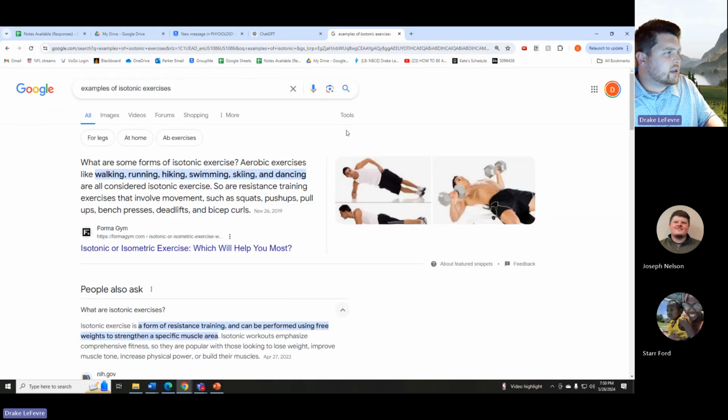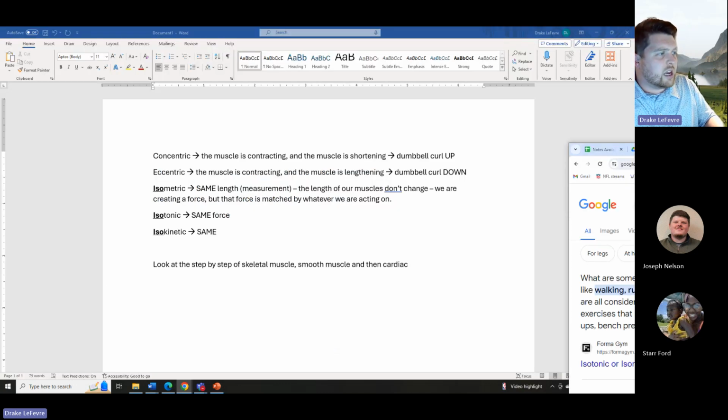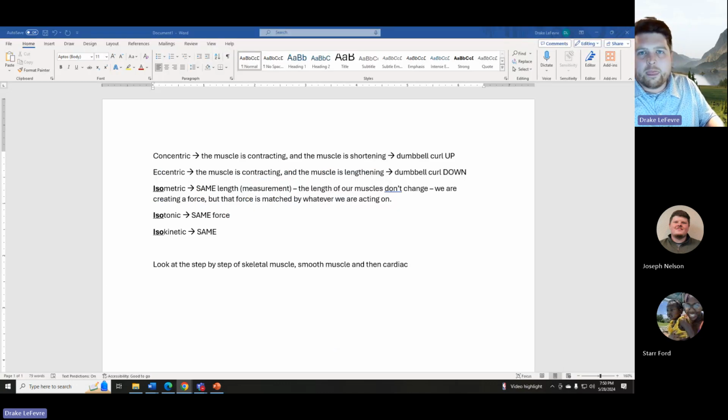Really, a lot of different exercises can be isotonic. Walking, running, hiking, swimming, skiing, dancing, because the tone overall is remaining the same. The amount of force, like walking, if we're just walking at the same pace or running at the same pace, the amount of force that we're generating is staying consistent.